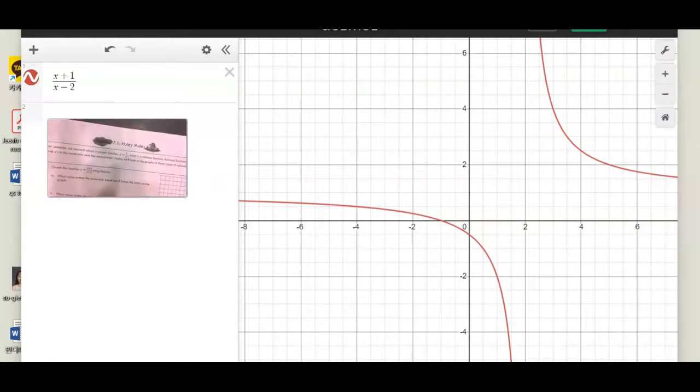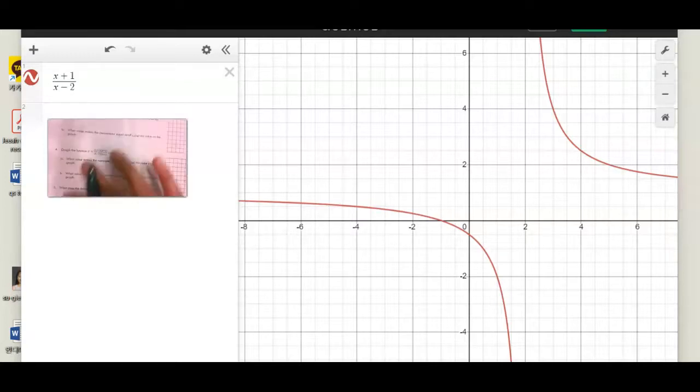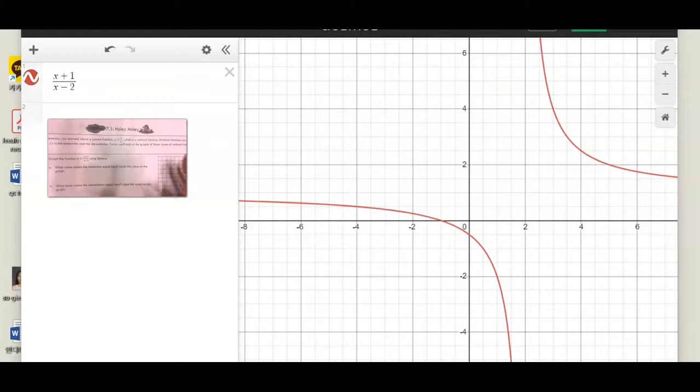A rational function can also have x in the numerator and the denominator. Today, we'll look at the graphs of this type of rational function. So this lesson is about learning the features of rational functions and relating them to the expression algebraically. Okay? So, graph the function y equals (x plus 1) over (x minus 2) using Desmos.